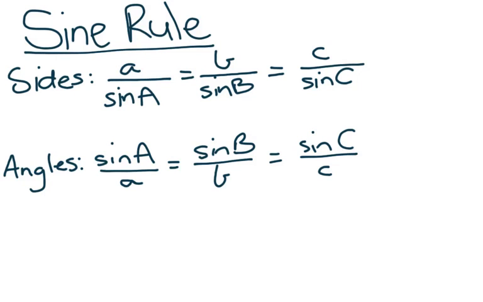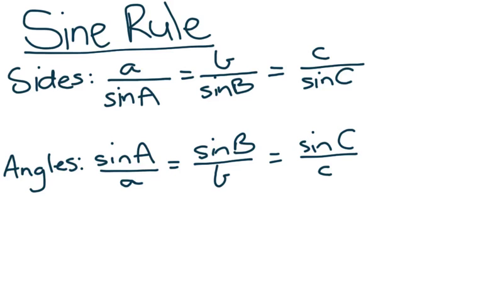So following on with non-right angled trigonometry from my previous video on area of a non-right angled triangle, we have two other rules that we use with non-right angled triangles, and it's to find unknown sides and angles.